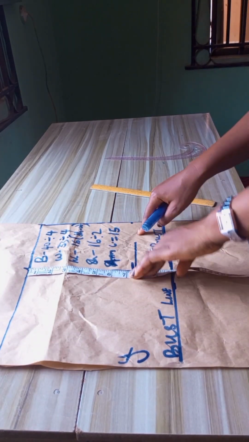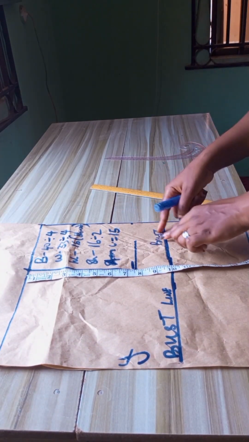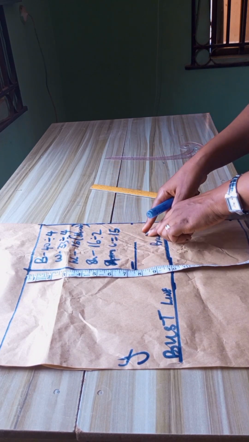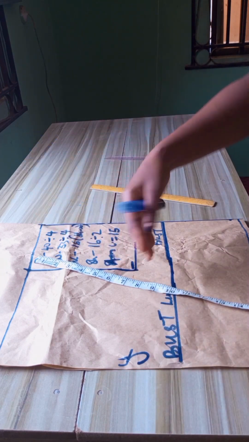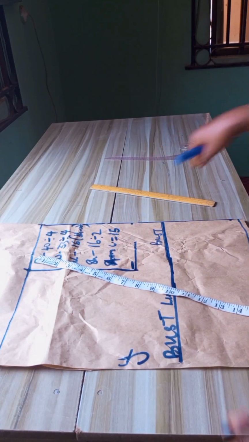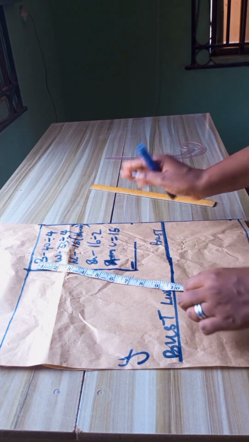Then you will extend this line, because we are going to do something on that line. Extend the line to make a square shape.